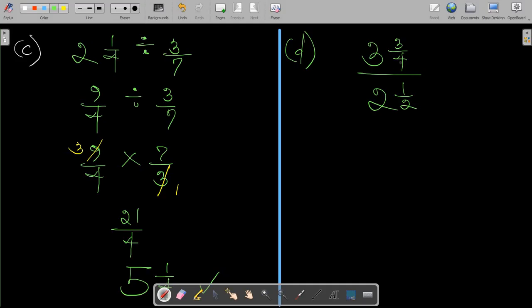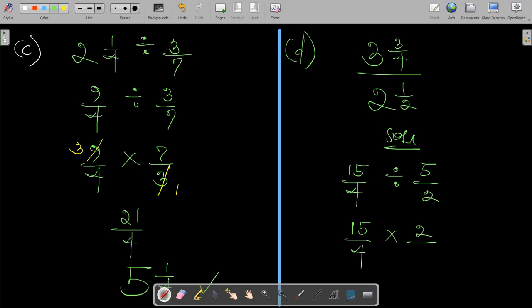The same way. So 4 times 3, we have 12. 12 plus 3, then we have 15 over that same 4. Now divide. I've changed this long division to this type of division. So 2 times 2, we have 4. 4 plus 1, we have 5 over 2. So in this case again, we have 15 over 4 divided by 5 over 2. Now, change this division to multiplication. Then you flip. 2 will come up, the 5 will come down. That's the rule. So we have 2 over 5.